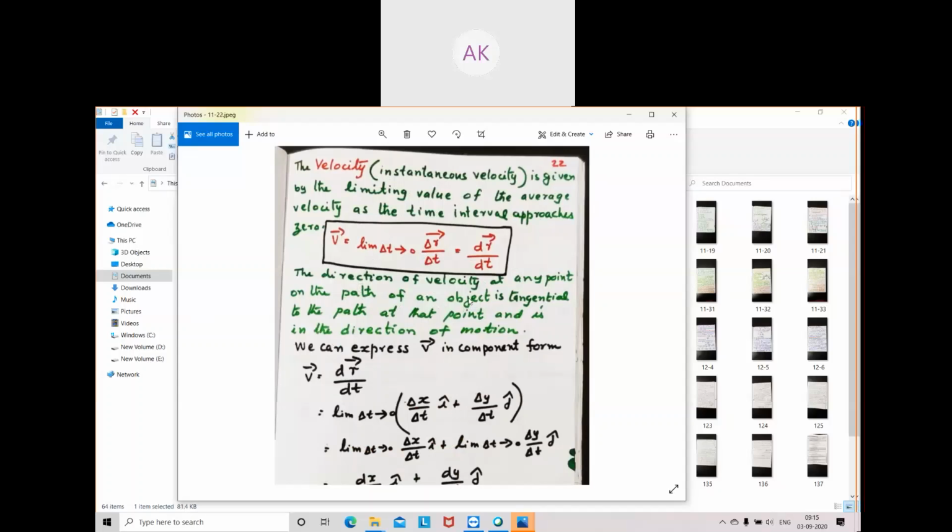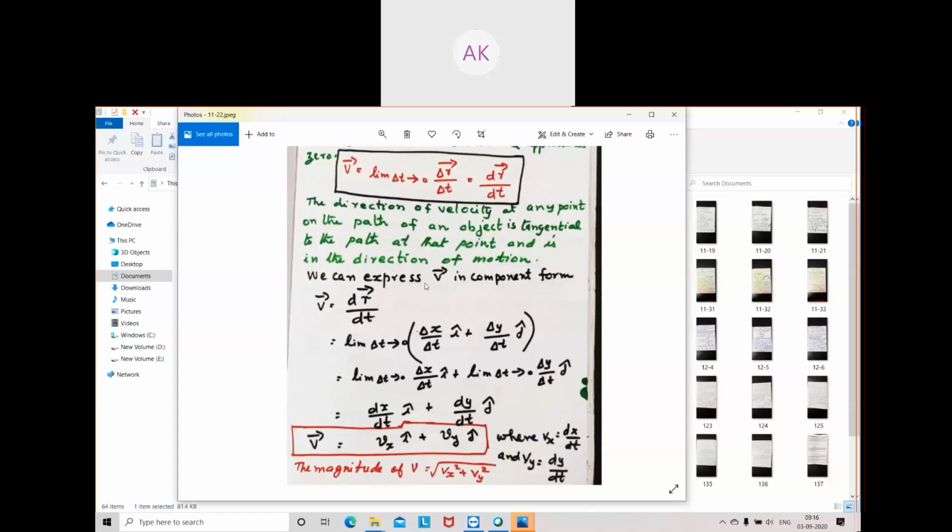The direction of velocity at any point on the path of an object is tangential to the path. So you are drawing the tangent, tangential to the path at that point, and it is in the direction of motion. This part is important. How to find the direction of velocity? Draw a tangent and find that angle theta. The direction of velocity at any point of the object is tangential to the path at that point and is in the direction of motion. The tangent to the path in the direction of motion will give the direction of motion of the body. So this definition is important, and we have to do problems with that.